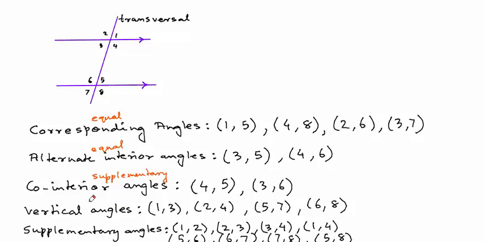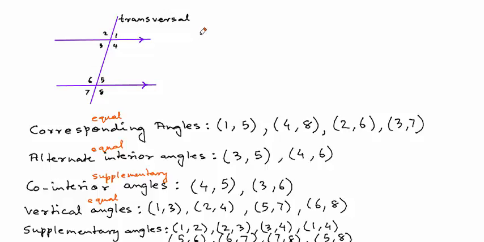Vertical angles, of course, are equal. And then we have all those pairs of supplementary angles that add up to 180 degrees. And the good thing to note is, if we combine all this information, we come to realize that there are only 2 different angles formed.